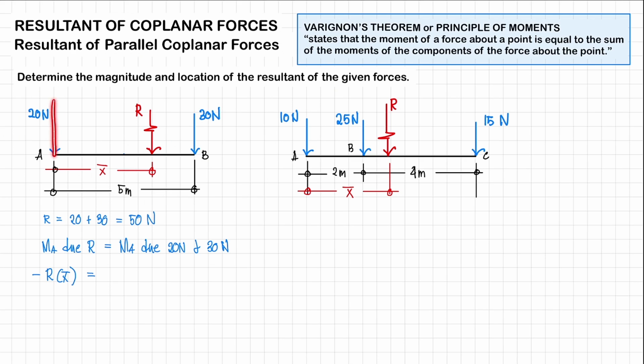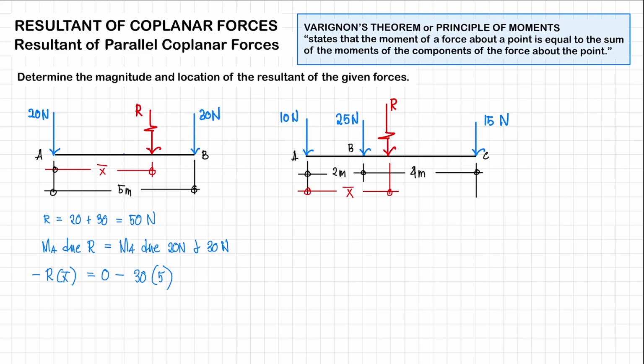But since the line of action of your 20 Newton force coincides with your point A, we don't need to consider that for our moment. So that's going to be 0. And then we have your 30 Newton force. It's going to rotate again in a clockwise direction. That means it's negative. The perpendicular arm is going to be 5 meters. So that's negative 30 times 5 meters.